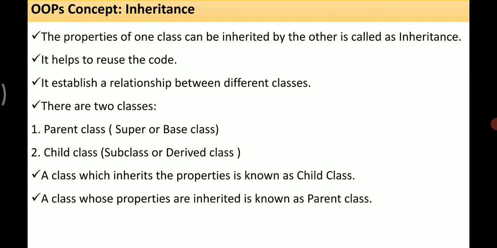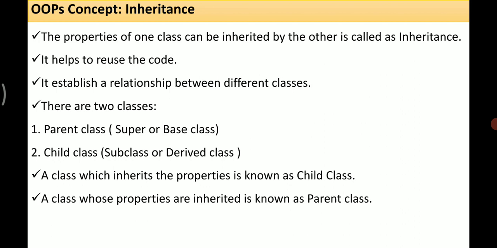The main use of inheritance is that it helps to reuse the code. So there is reusability, and this establishes a relationship between different classes. The main advantage of using inheritance is the reuse of the code, that is reusability. As we all know, a child inherits the properties from his father.